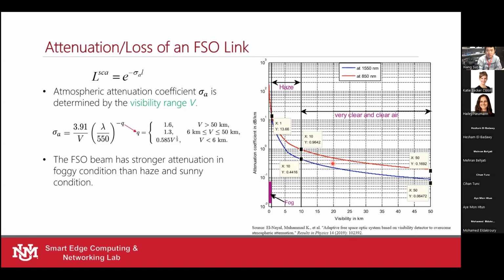All right. So the reason why the performance of the FSO is so bad in the fog condition is because the size of the droplet in the atmosphere in the fog condition is very comparable to the wavelength of the transmitted light. Which leads to a very inefficient scattering.